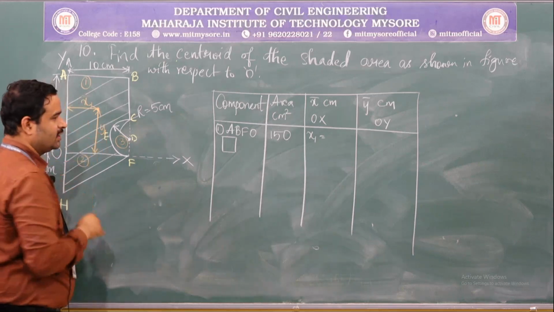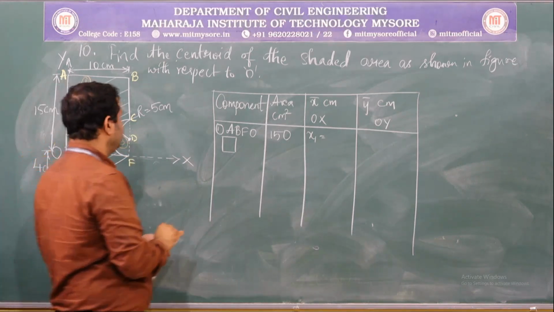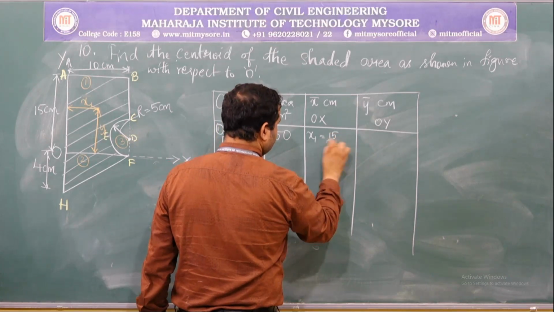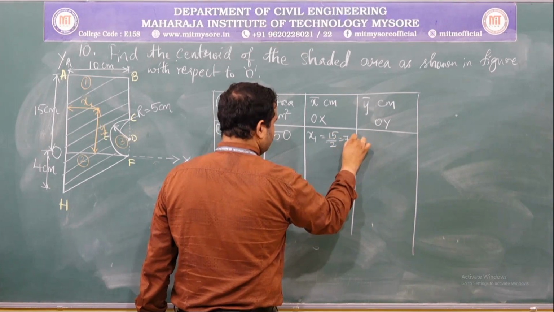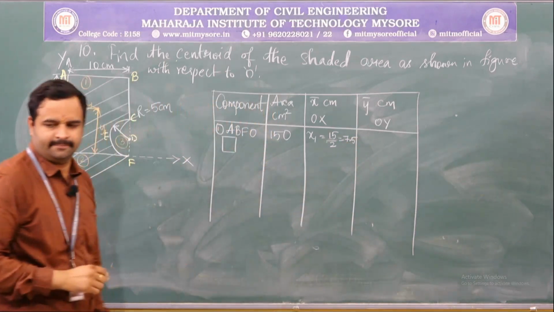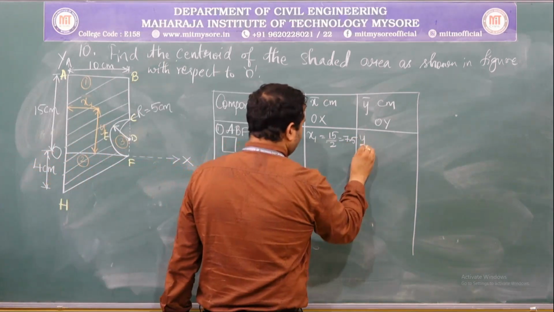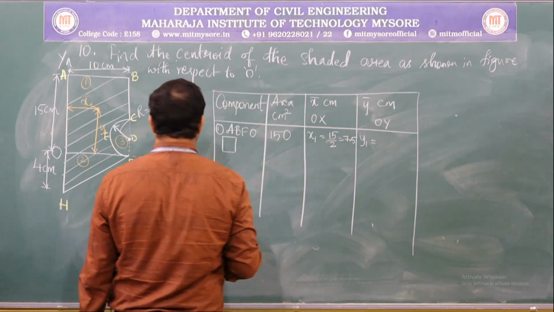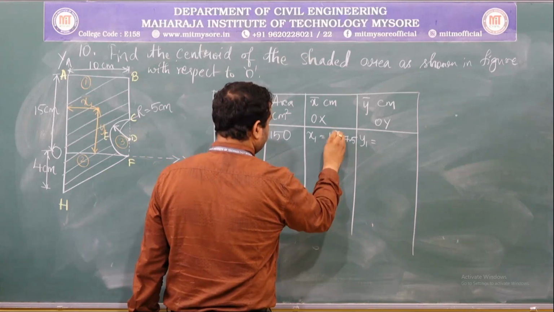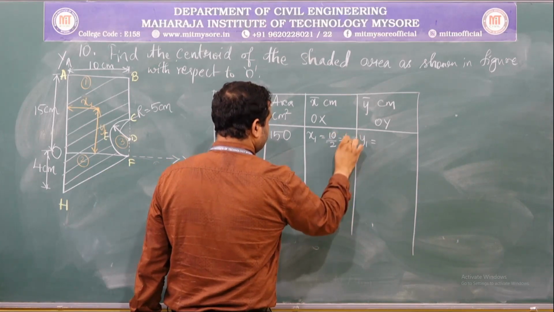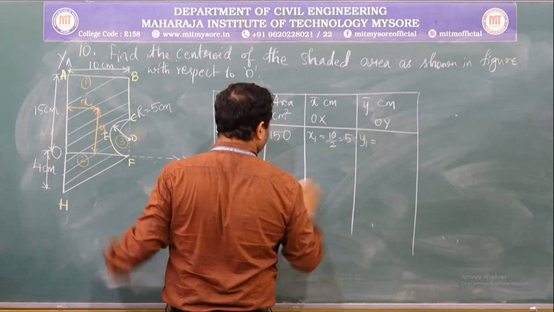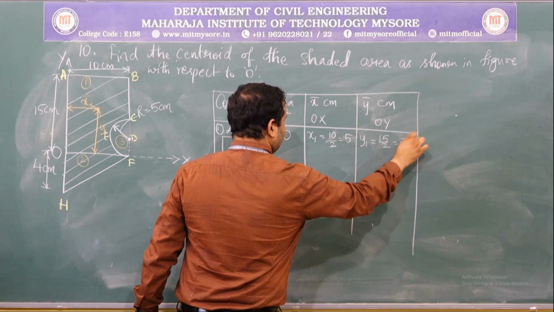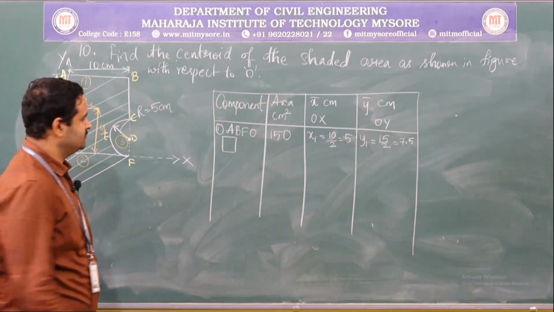So, by looking at the figure and from the previous step we can easily say x1 is equal to 10 by 2, which is 5 centimeter, and y1 is equal to 15 by 2, which is 7.5 centimeter, with respect to OY and OX axis. Okay.